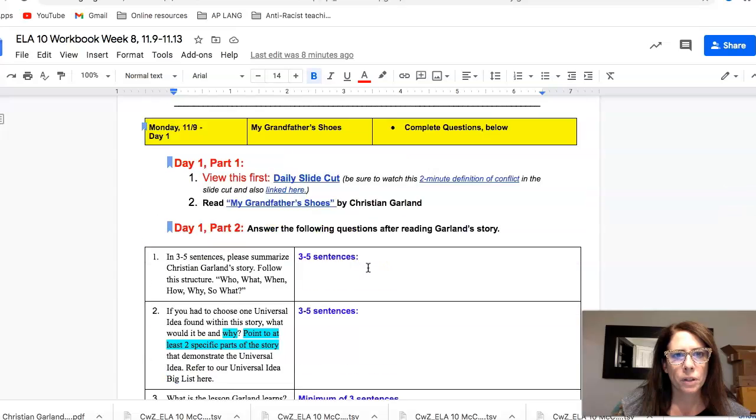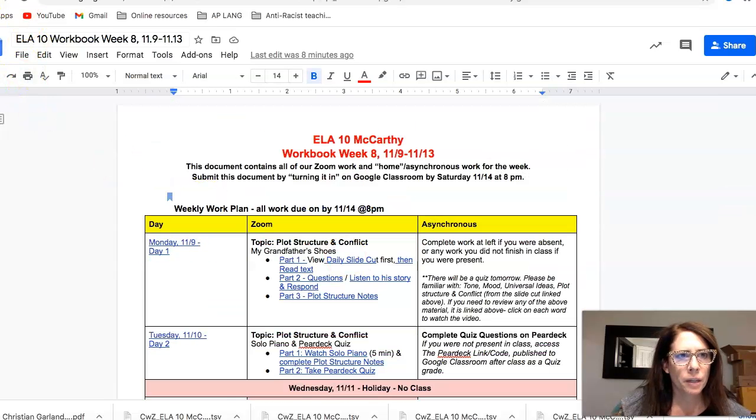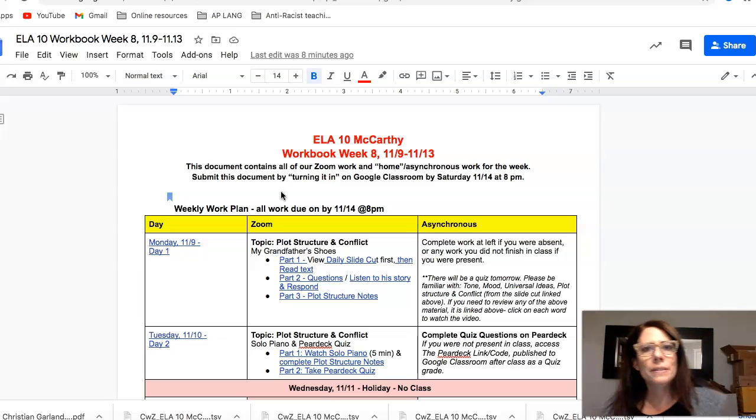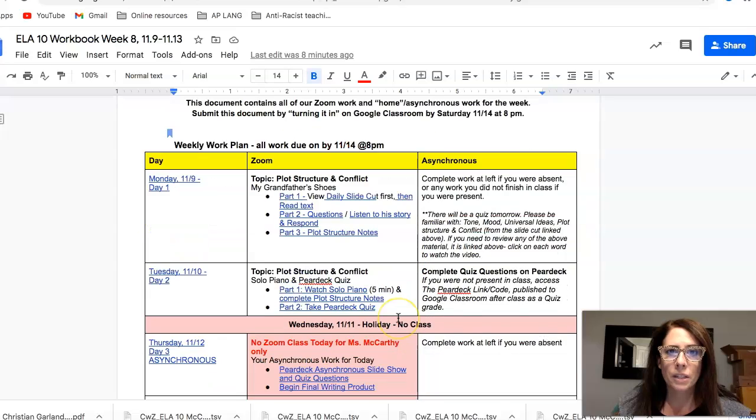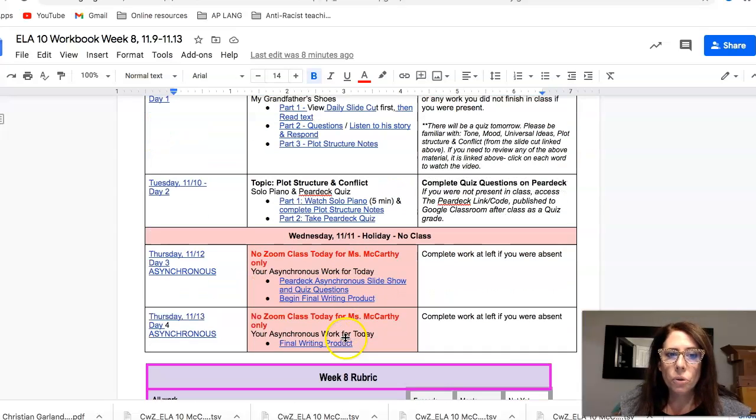I just want to go over one quick thing. We do have 2 Pear Decks this week. One is completed in class, and that is considered a quiz. And if you are not in class, this will be Tuesday, the 10th. And if you're not in class, you can access the Pear Deck quiz asynchronously. The link and the code will be provided to you on Google Classroom after school on Tuesday.